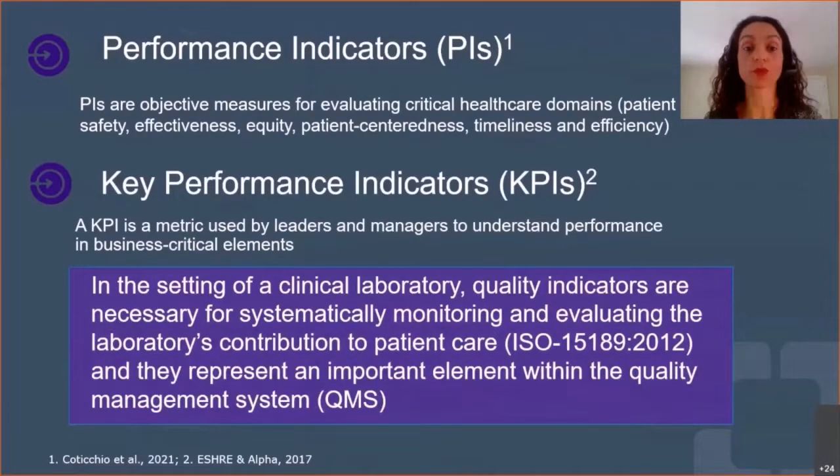What are performance indicators? A performance indicator is a metric which informs about some elements of performance. As you can see here, performance indicators are objective measures for evaluating critical healthcare domains. So it could be related to patient safety, effectiveness, equity, patient-centeredness, and so on. But then we also have key performance indicators, and usually you can choose which ones will be your key performance indicators in your IVF lab.